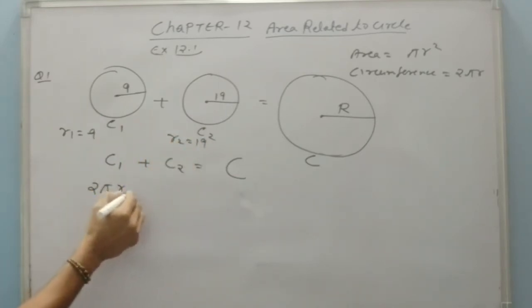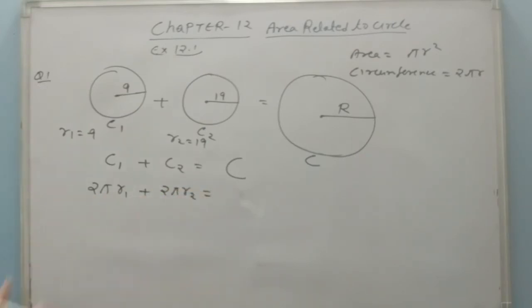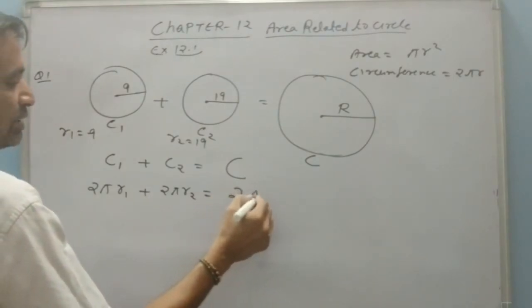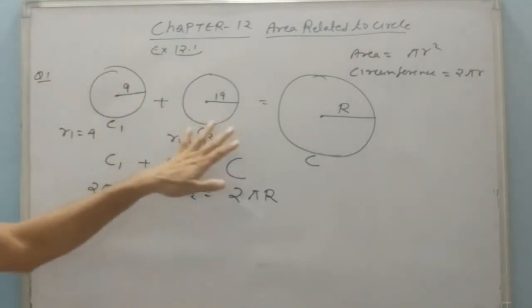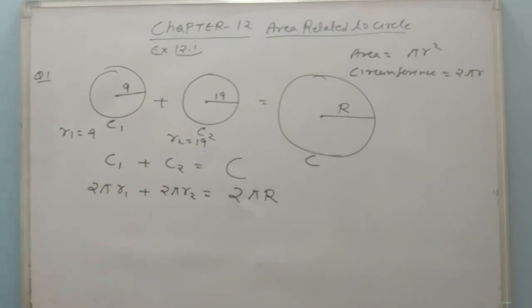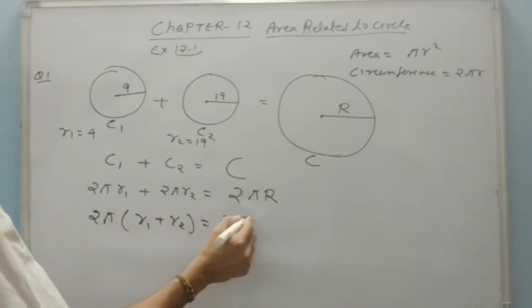So 2 pi R1 plus 2 pi R2. The circumference of both the circles will equal 2 pi r. Now what will you do? You could take the first circle, find its circumference, then the second circle, find its circumference, and then solve by adding them. There is no need to do this. Just take 2 pi common: 2 pi times R1 plus R2 is equal to 2 pi r.